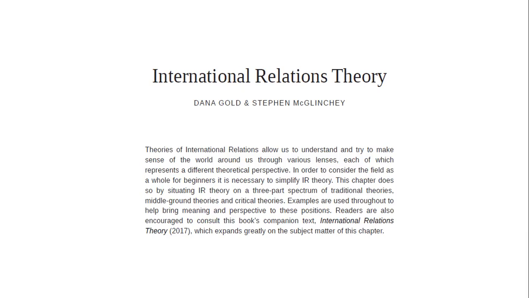This chapter does this by situating IR theory on a three-part spectrum of traditional theories, the initial ones, middle ground theories, and critical theories. Examples are used throughout to help bring meaning and perspective to these positions. Readers are also encouraged to consult the book's companion text, International Relations Theory, published in 2017, which expands greatly on the subject matter of this chapter.